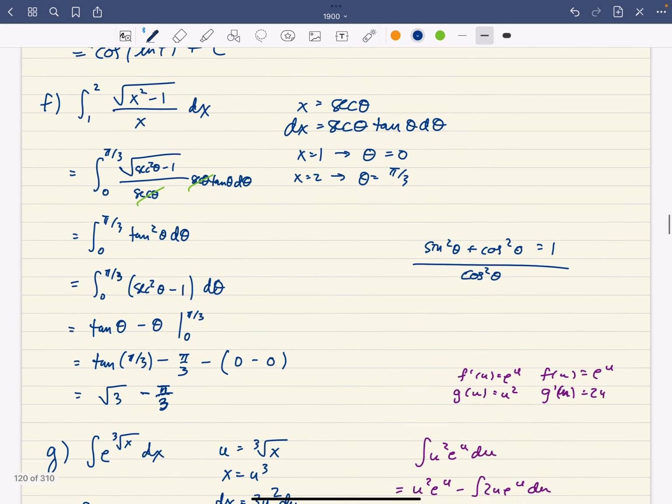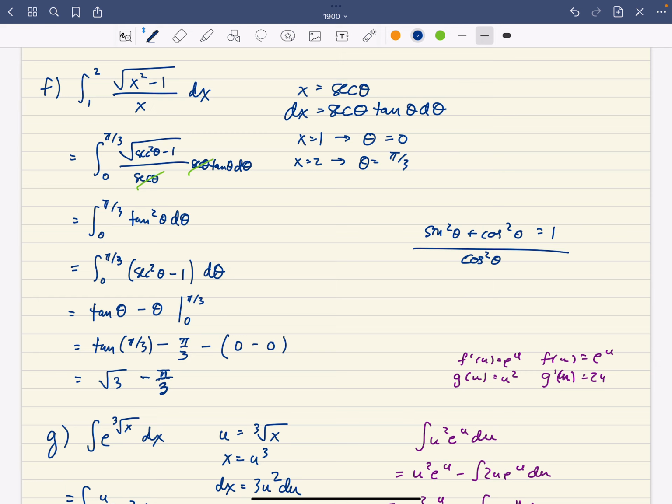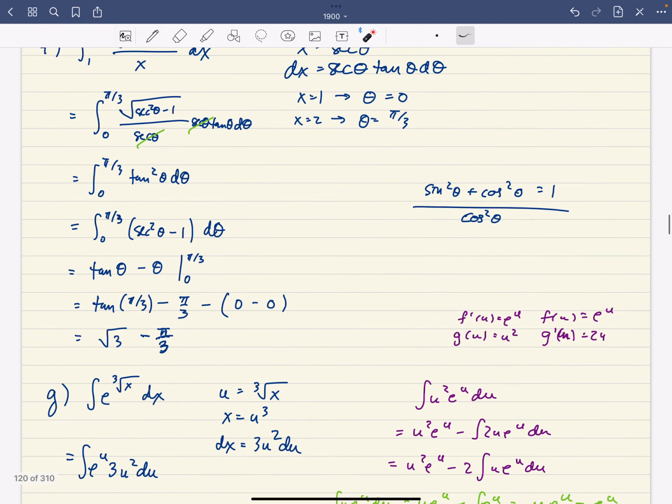For part F, we did a trig substitution, so we let x be secant theta, and then dx is secant theta tangent theta d theta, and this turned the integral into, we changed the bounds as well. So when x is 1, then secant theta being 1 means that theta is 0, and when x is 2, secant theta being 2 means that cosine is 1/2, so theta is pi/3. And so this turns into the integral from 0 to pi/3 of tangent squared theta after you cancel everything out and balance everything. And then we write tangent squared as secant squared minus 1. We can integrate all that, and we get square root of 3 minus pi/3.